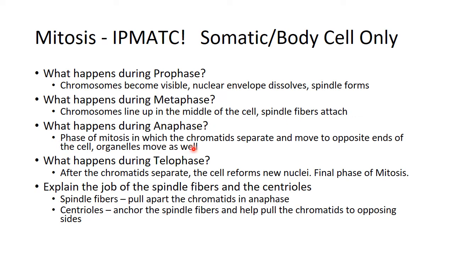What happens during anaphase? Well, it's the phase of mitosis where the chromatids separate. So we said 1/2 of a chromosome is called a chromatid. There are 2 identical chromatids that make up one chromosome. And these spindle fibers, when they pull in opposite directions on the cell, it splits that chromosome in half. So chromatids separate.